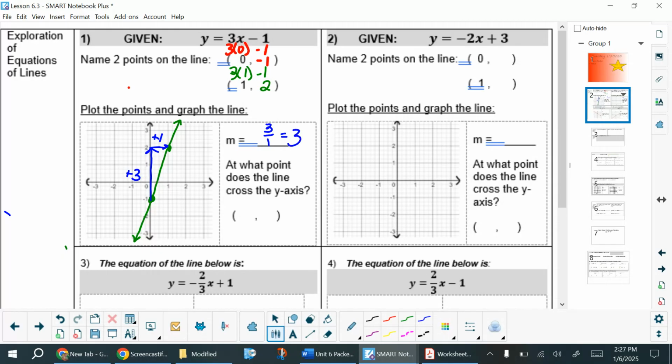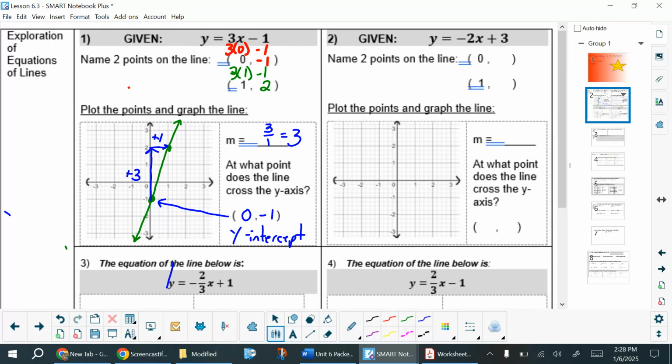And then it asks me at what point does the line cross the y-axis, which is right there. That is the point 0 comma negative 1. You see that 0, negative 1 was one of the points we figured out right there. And that is called the y-intercept. So this would be a good time to pause the video and at least try number 2. Maybe take 2 minutes or so and then restart the video and I'll do it with you.